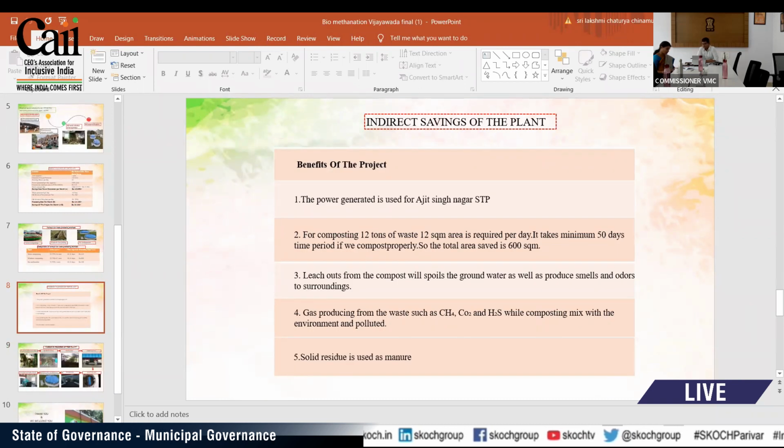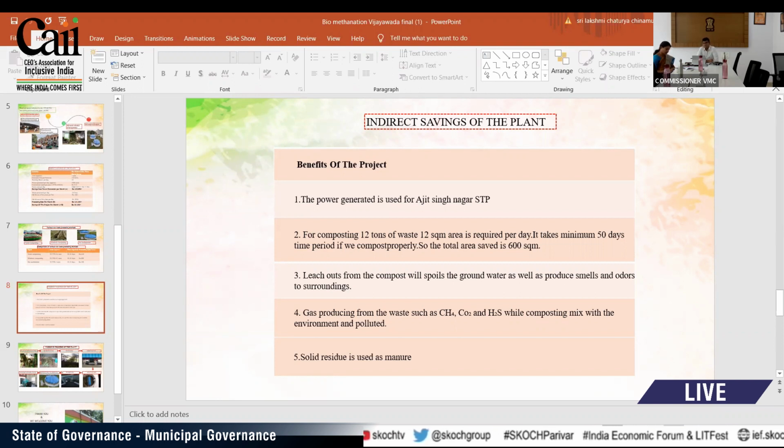supply and run the Ajit Singh Nagar sewage treatment plant. For composting, let us say 20 tons of wet waste, 12-kilometer area is required per day. It takes a minimum of 50 days time period if we compost it using the regular method. So the total area saved in case of biomethanization is 60 square meter. It is not only saving us time, it is not only saving us cost, but also the area is saved.